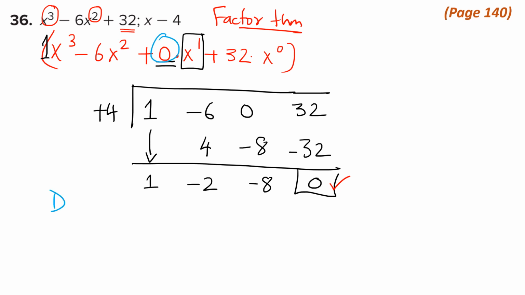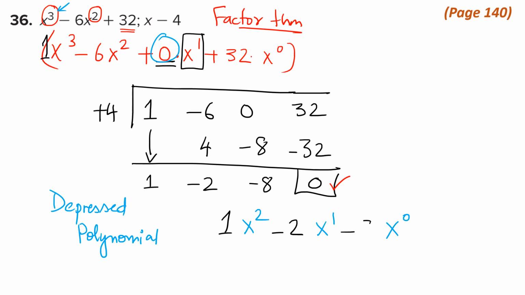Now let's do factorization. So we will do depressed polynomial. Depressed polynomial, as we know, is one power less than this power. So here power is 3. So we will do 2, 1, 0. Let's put the numbers. Number is 1, minus 2, minus 8. So this is x square minus 2x minus 8. Now we do the factor.